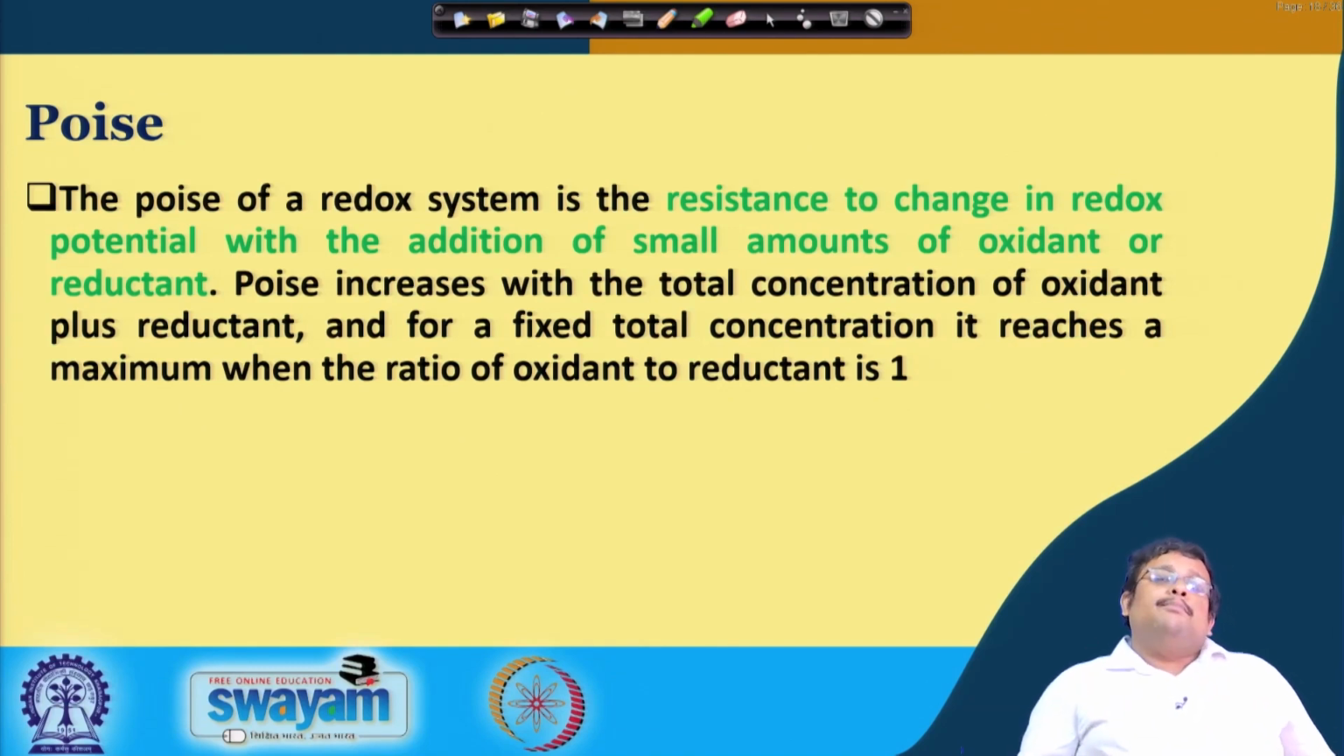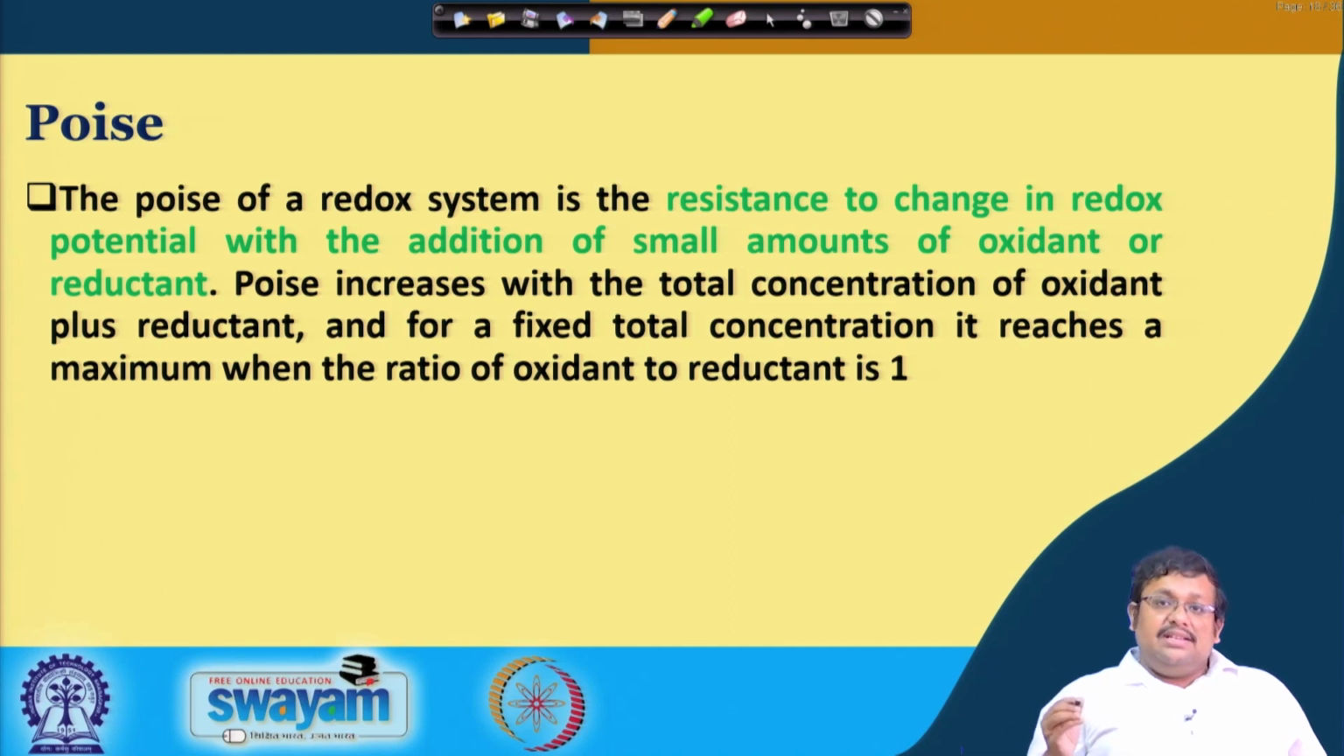Now, another very important term we generally come across when we discuss submerged soils is called the poise. Now, the poise of a redox system is the resistance to change in redox potential when small amounts of oxidant or reductant are added. Again, the poise of a redox system is the resistance. So, it is a kind of a buffer. It is basically resistant to change in redox potential with the addition of small amounts of oxidant or reductant.